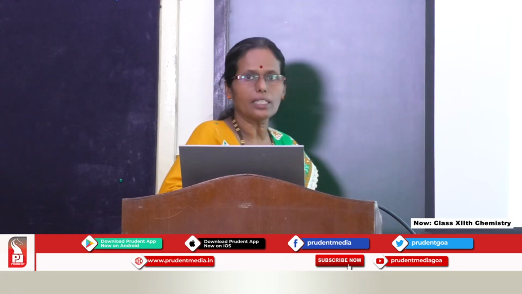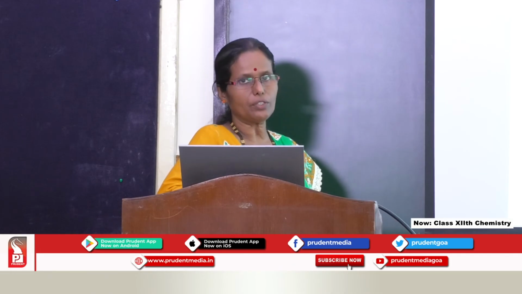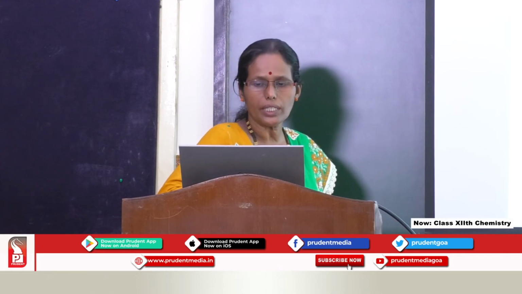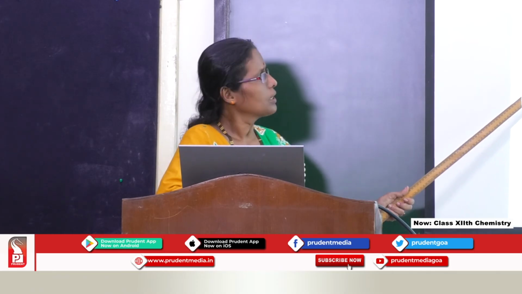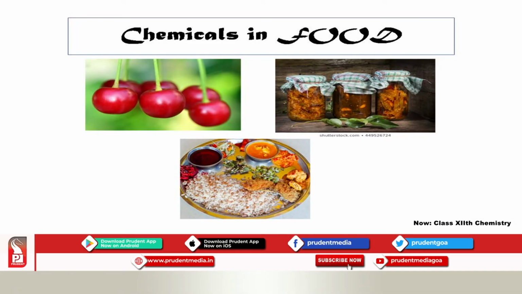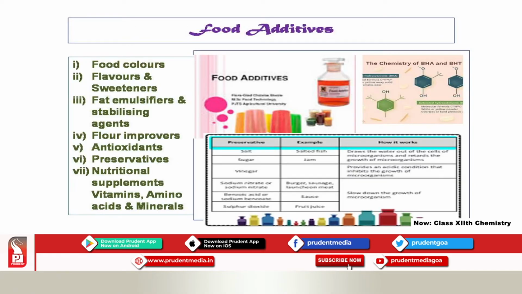Now we have the next class, chemicals which are used in food. We have finished with drugs. Now we have chemicals which can be used for food. Why do we use chemicals for food? To give a nice appeal, for preservation, and to add nutritive value to our food. Food additives are food colors, flavors, sweeteners, fat emulsifiers, stabilizing agents, flour improvers, antioxidants, preservatives, nutritional supplements, vitamins, amino acids and minerals.